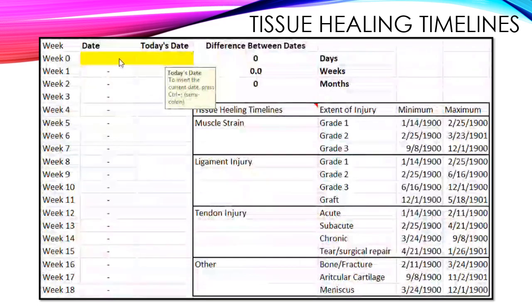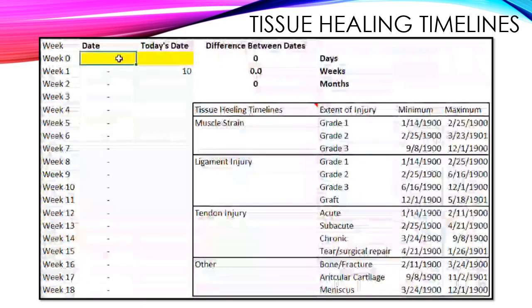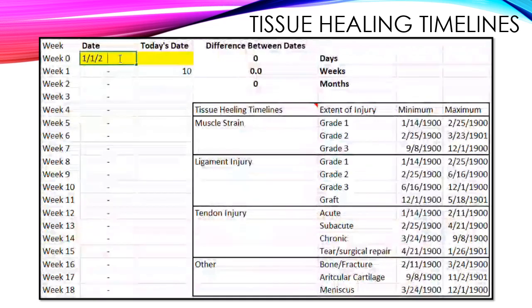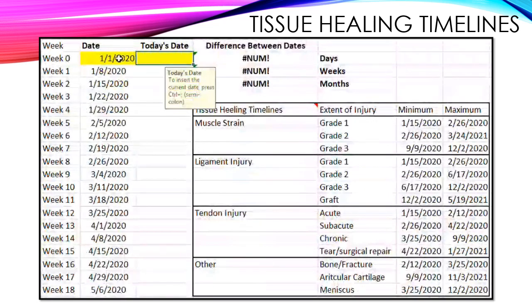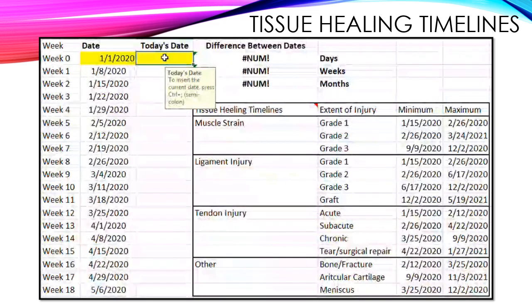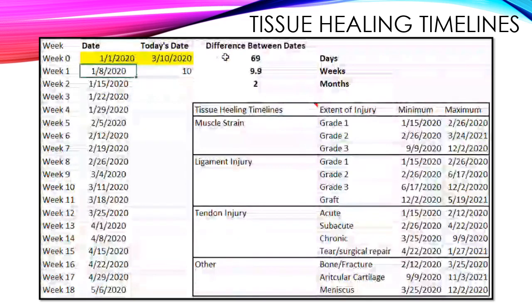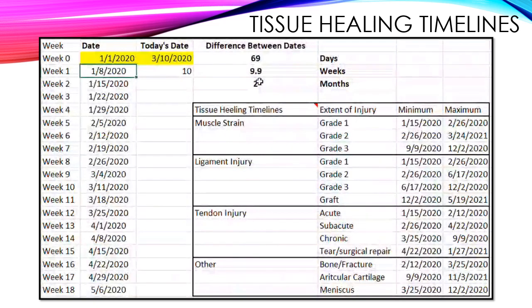Really what it allows you to do is put in the respective date of the procedure, and then put in the date of whenever you're accessing it. So I populated an example here for you. So say 11/2020. You can either type in the date or use the shortcut of hitting Control plus semicolon. Once you do this, it will populate the days, weeks, months, how far out the patient currently is. And then it will also populate the predicted tissue healing timelines as shown in the chart there.